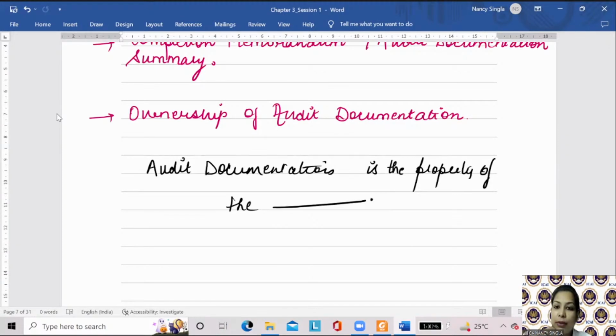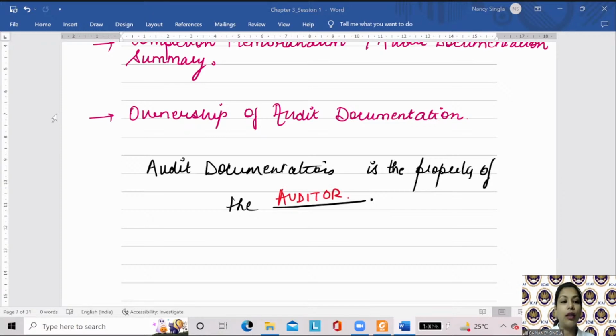Audit documentation बना लिया, audit file बना लिया. अब who is the owner of such audit documentation? So Ayushi, Sapna, Dhyanesh, Khojima, Sankar, Narayan, absolutely correct. It is the property of the auditor.